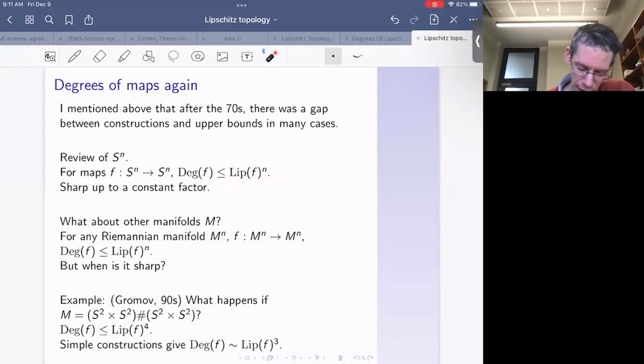But what if we replace the n sphere by other manifolds? Well, for any manifold, we still have this bound that the degree is bounded by the Lipschitz constant to the n. I'll show you the proof in a little while. It doesn't depend on what manifold it is. But when is that sharp?